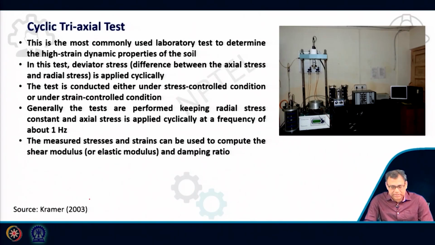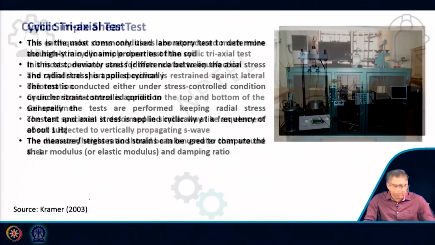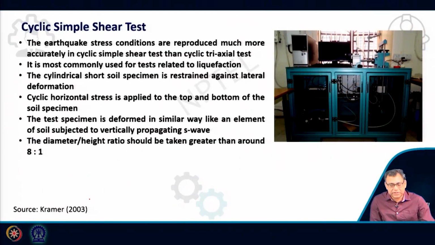The measured stress and strain can be used to compute the shear modulus, basically, or elastic modulus. Actually, in a triaxial cell, we are basically calculating the elastic modulus. Then we are converting it to shear modulus and the damping ratio. Damping ratio also we can calculate. Okay. Next one is the cyclic simple shear test.